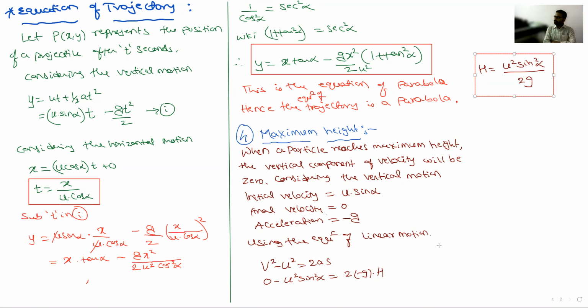Ut plus half a t square. So we should find out the t value over there: the time required to reach the maximum height. First of all, we don't know the value of t, correct? So the next point is how to determine the time t. That is the next point. Okay, time required to reach the maximum height, that we will see.